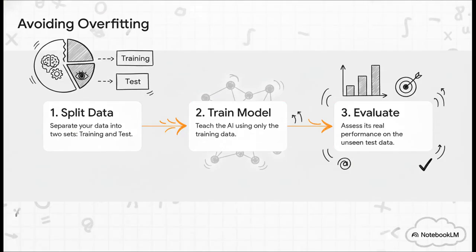So how do we dodge this bullet? Thankfully, the solution is actually pretty simple and elegant. You never, ever use all of your data for training. You split it. Use one chunk, the training data, to teach your model. Then, to get a real, honest measure of how well it works, you evaluate it on the second chunk, the test data, which the model has never, ever seen before.